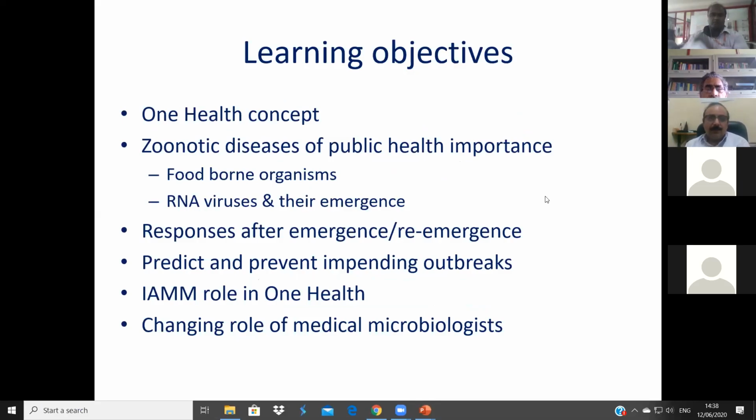One Health concept, then zoonotic diseases of public health importance, which can be foodborne or RNA organisms, and then we are talking about RNA viruses and their emergence. What happens when they emerge or re-emerge? What are the responses? How can we predict and prevent impending outbreaks? And I'll also talk about our Indian Association of Medical Microbiologists' role in One Health and how the role of clinical microbiologists has changed over time.